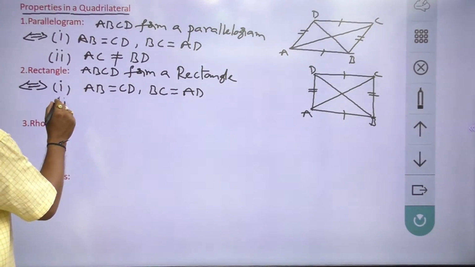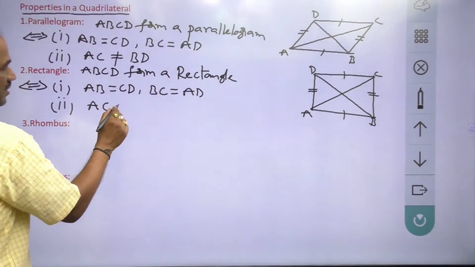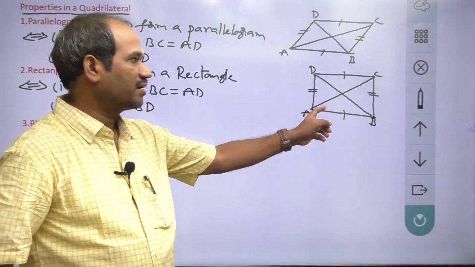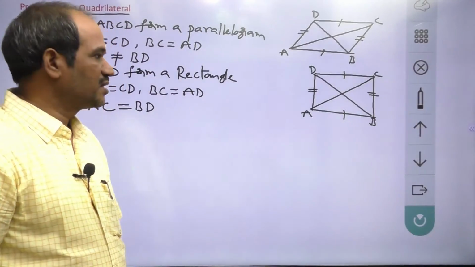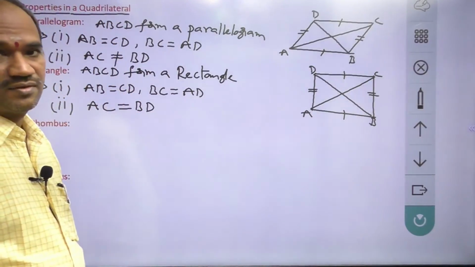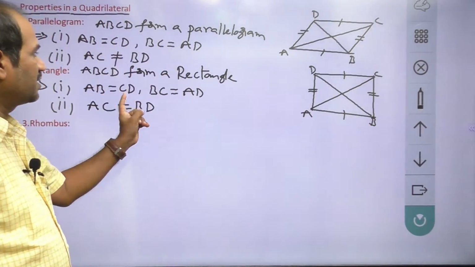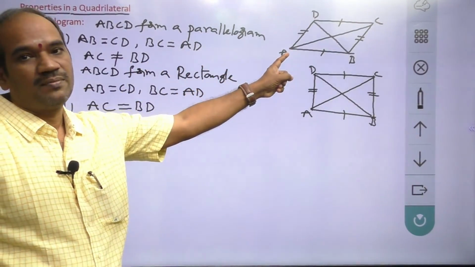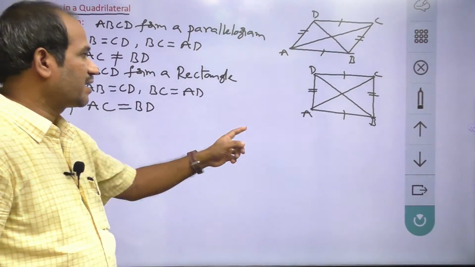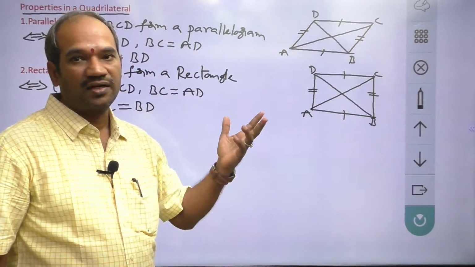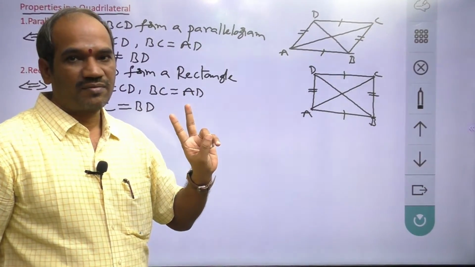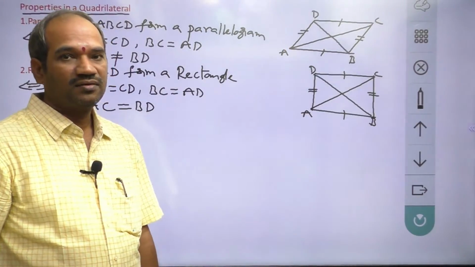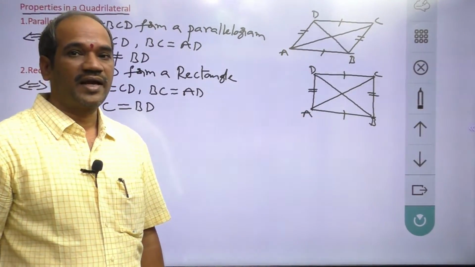In the second condition, AC is equal to BD, so the lengths of the diagonals are equal. In a rectangle versus a parallelogram, the first property is the same. The second property changes: in a parallelogram the diagonals are not equal, while in a rectangle the lengths of the diagonals are equal.